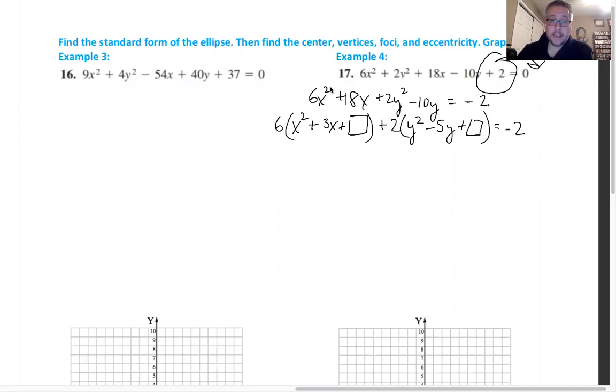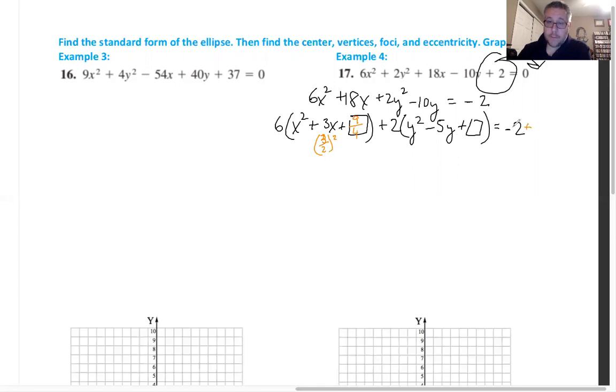Now let's work on completing the square to get the box value. Now this one's going to come out a little bit messy. We take half of 3, which is 3 halves. Okay, so think about 3 halves. And then we're going to square it. 3 halves squared, you'd square the top and bottom, so you're going to get 9/4.